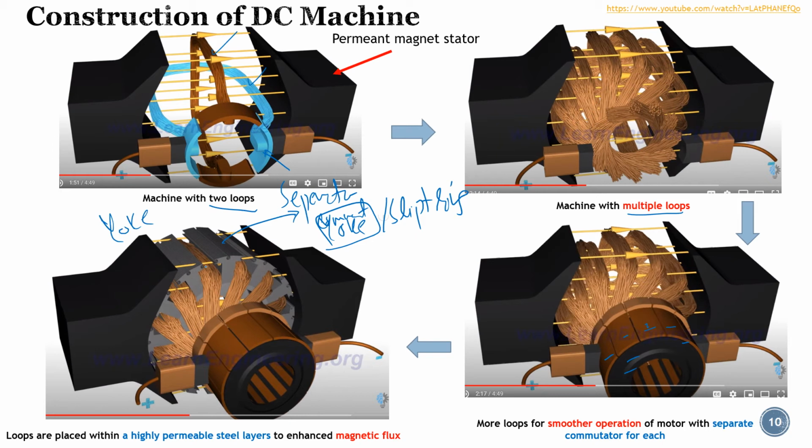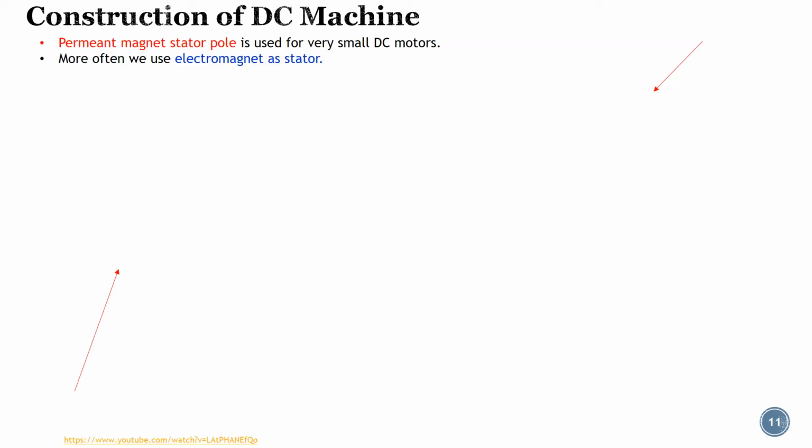So we just make holes here, and we place our loops within those yokes, which actually makes a high permeability steel layer, so that we can enhance the magnetic flux. So we have a stator, we get the yoke, and we get the armature, and we have the split ring here and the brushes here. This is the basic structure of the DC machines.